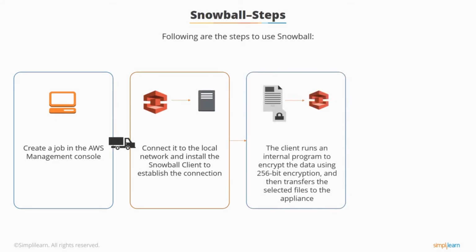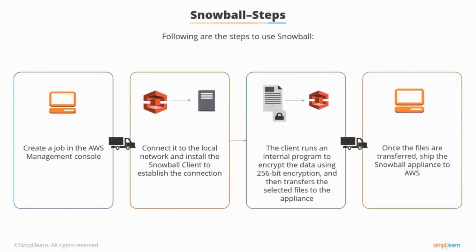The client runs an internal program to encrypt the data using 256-bit encryption, and then transfers the selected files to the appliance at a high speed. Once the files are transferred, ship the Snowball appliance to AWS.